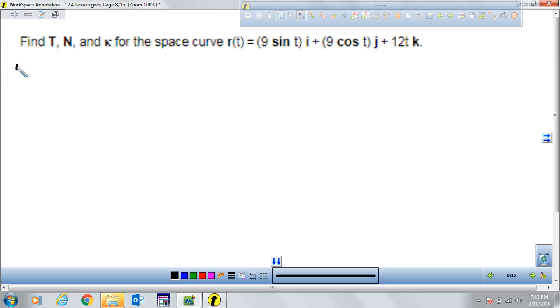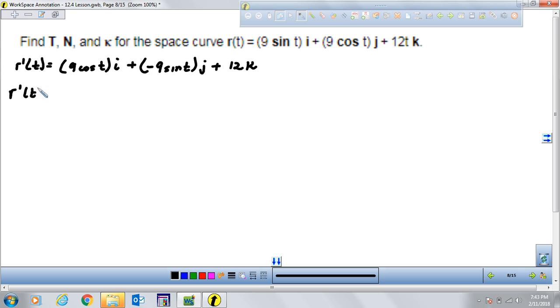So for the tangent, we need the derivative of the position. So the derivative of 9 sine of t would be 9 cosine of t. That is my i component. The derivative of 9 cosine of t would be negative 9 sine of t. That is my j component. And the derivative of 12t would be 12. And that is my k component. Now we need to find the magnitude.